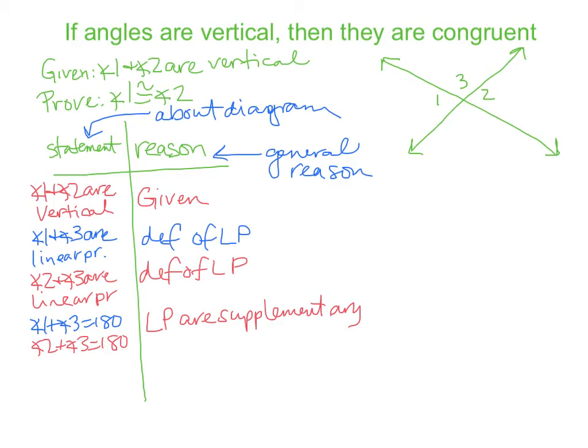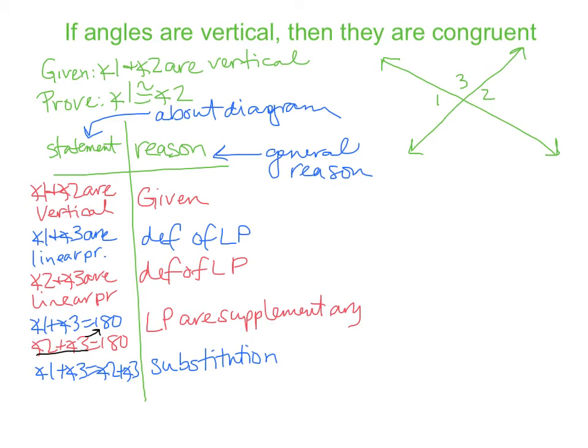Now I'm going to say angle 1 and angle 3 together have to equal angle 2 and angle 3 together. And this is what we call substitution. I want you to really think about what this is. Substitution means up here, this 180, I'm going to put this 2 plus 3 in for 180, because they are equivalent.